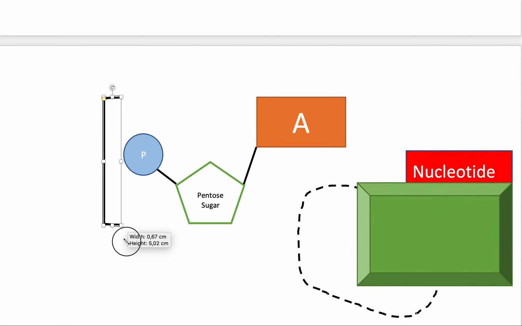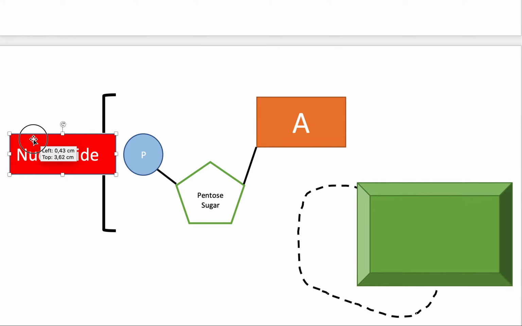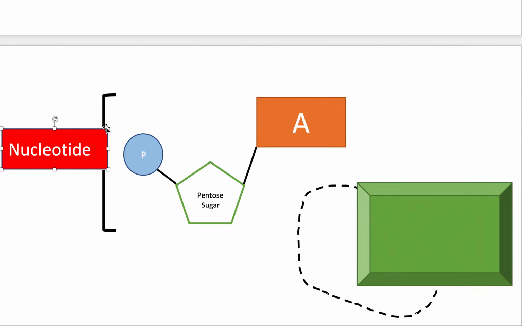A nucleotide is basically the smallest unit of DNA. It's the thing that makes up DNA. So many of these combined will make up your entire DNA. Okay? So that's called the nucleotide.